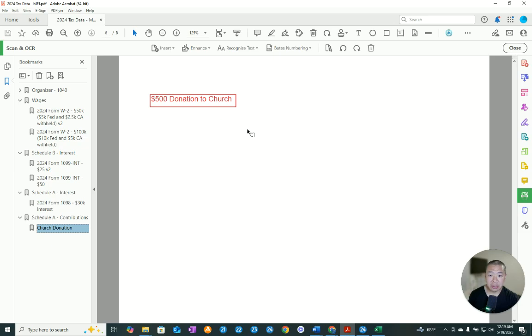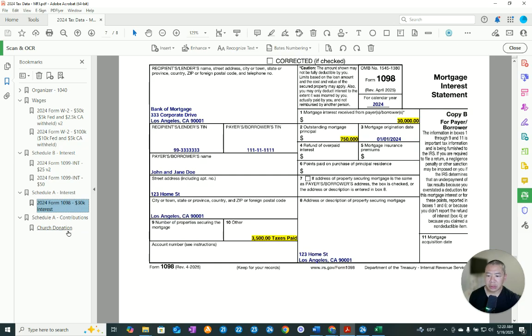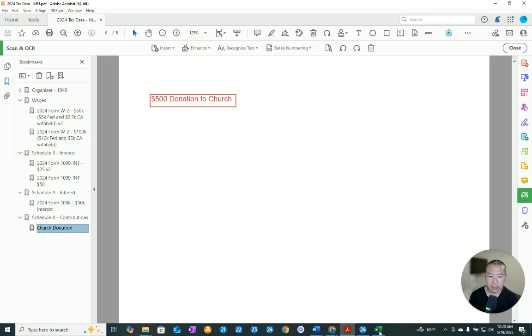Sometimes clients just give this to you like this. Sometimes they give you a form. Of course, the better documentation would be a form from the church. But some people give money to the church and don't get a tax form. It's entirely up to you if you want to allow that, or if you need them to request it from the church before you'll allow them to take that deduction. So all things equal: $30,000 mortgage interest, $3,500 in taxes, $500 in church donations.